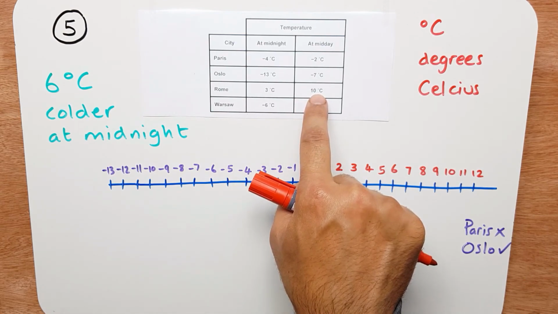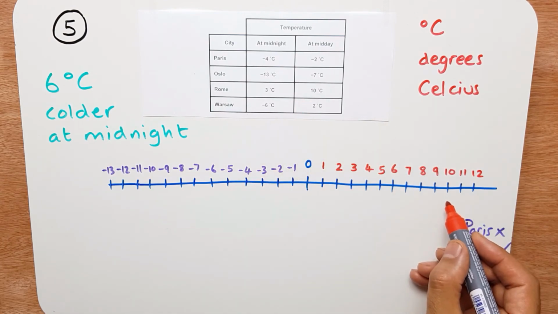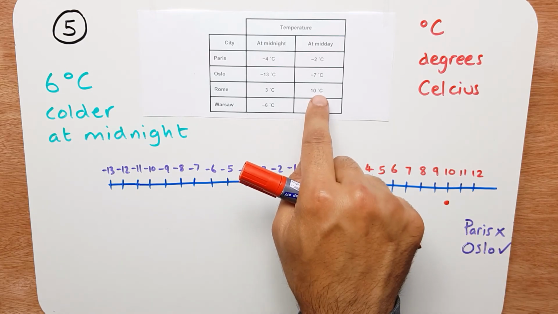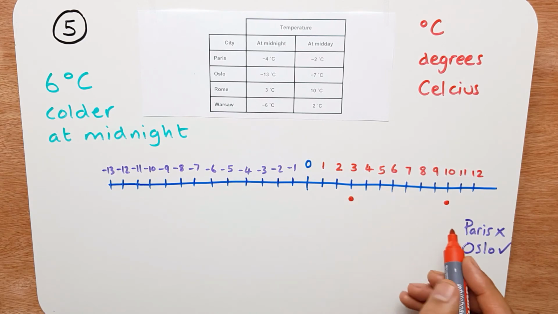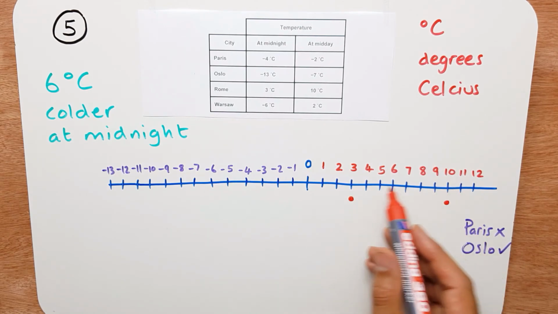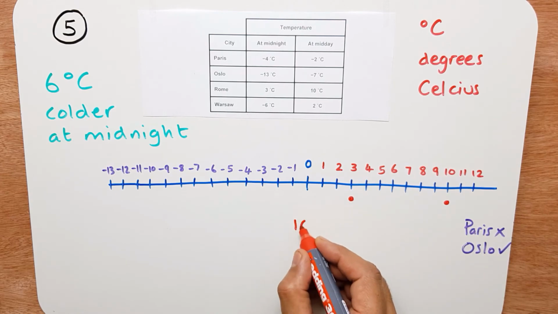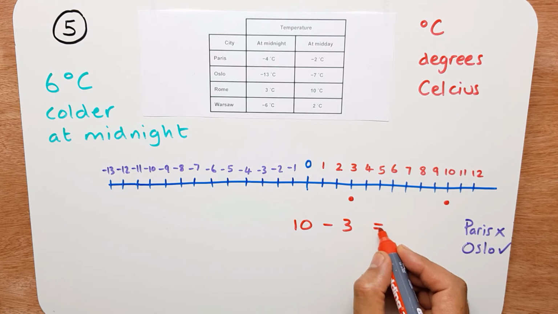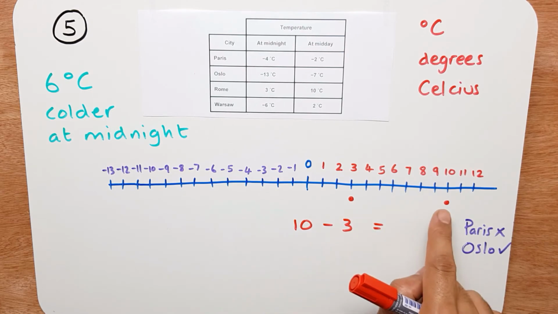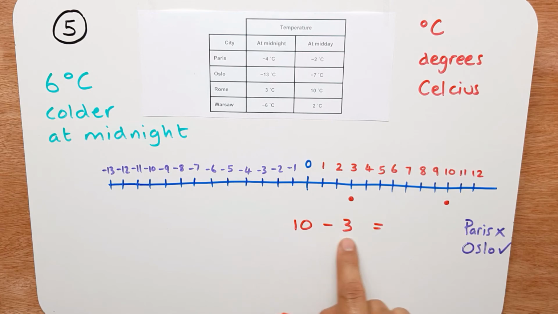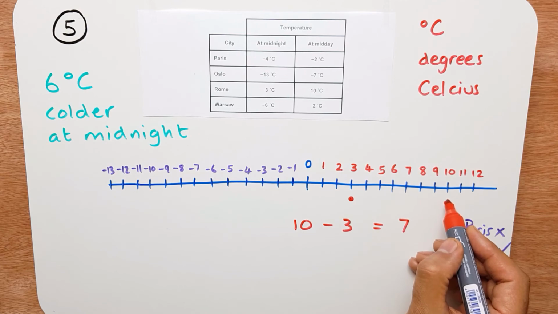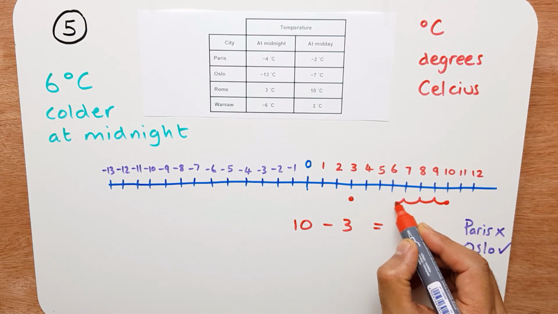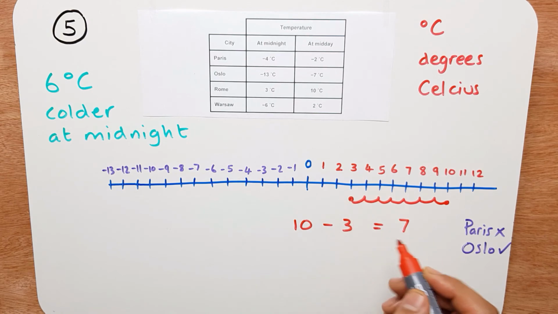So at midday, it's 10 degrees Celsius, and that is there. And at midnight, it's 3 degrees Celsius, and that is there. Now we need to work out the difference. 10 to 3. 10 take away 3. And again, you can either count on the number line, or you can do that in your head. And these are number bonds that you should know, and that should be 7. But let's check. 1, 2, 3, 4, 5, 6, 7. So that's 7 degrees. So Rome is no good to us.